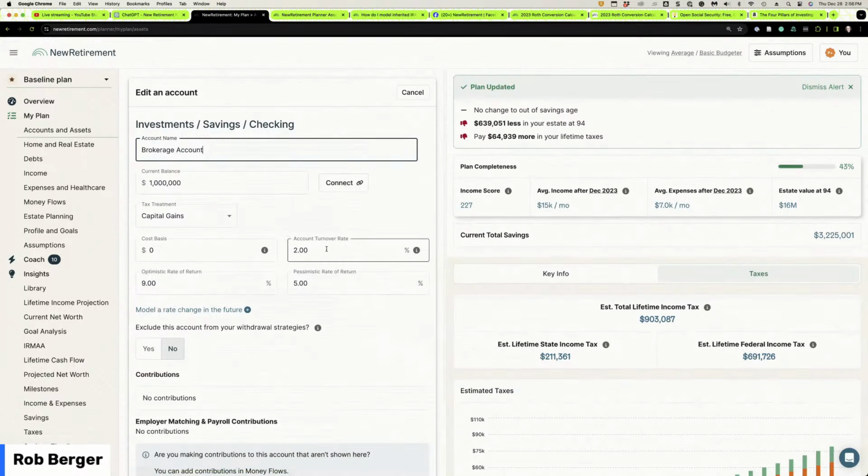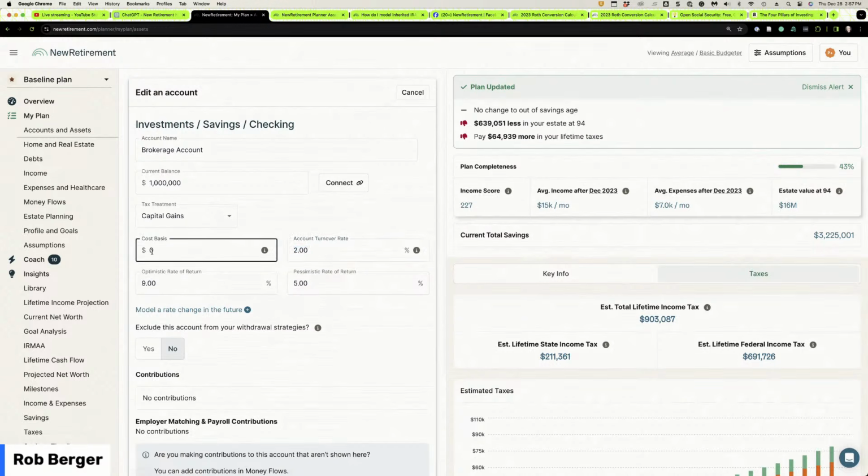But here you might say, okay, that's for if I rebalance or I change investments. I sell an investment and use the money to buy something else. That's turnover rate. What about dividends? Well, you'll notice there's nowhere here to put in dividends. So you could, in theory, use the turnover rate as a placeholder for dividends. You could say, I have a dividend yield of, let's just say, 2%, so I'll put 2% here.